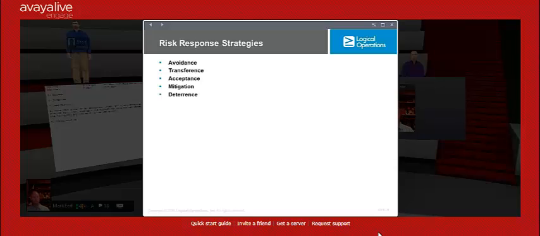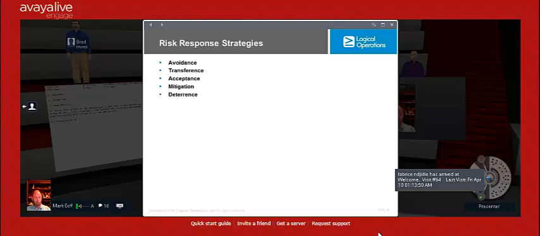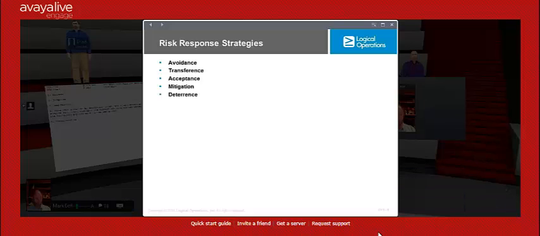So we can avoid risk only if you really avoid the activity associated with that risk. And if you can, based on your business model, business requirements, then great. If you can't, great. That's just the way it is.